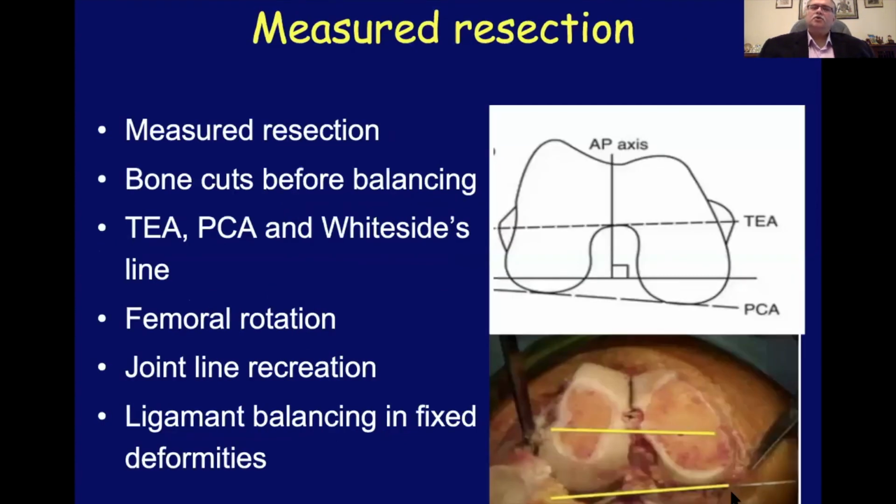This brings us to two methods of how we are going to achieve balance, either through measured resection or through gap balancing. In measured resection, you essentially address the femur first, you do the bone cuts before balancing, and you use well-defined axes like the transepicondylar axis, the posterior condylar axis, and Whiteside's line. The femoral rotation is potentially easier and more reproducible. The joint line can be easily recreated, but ligament balancing in fixed deformities may be a bit more difficult.